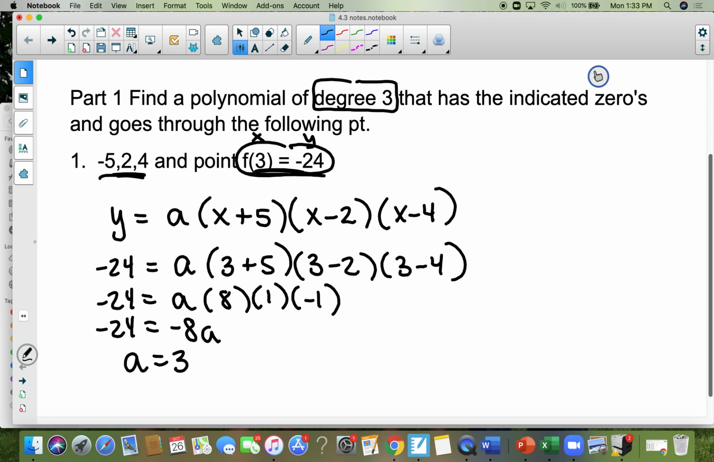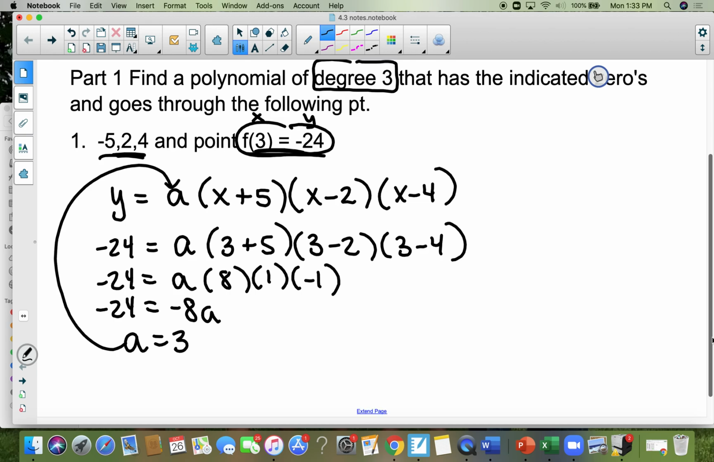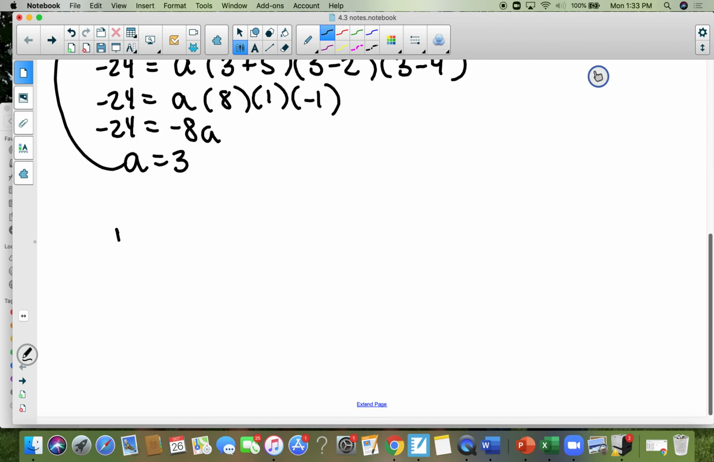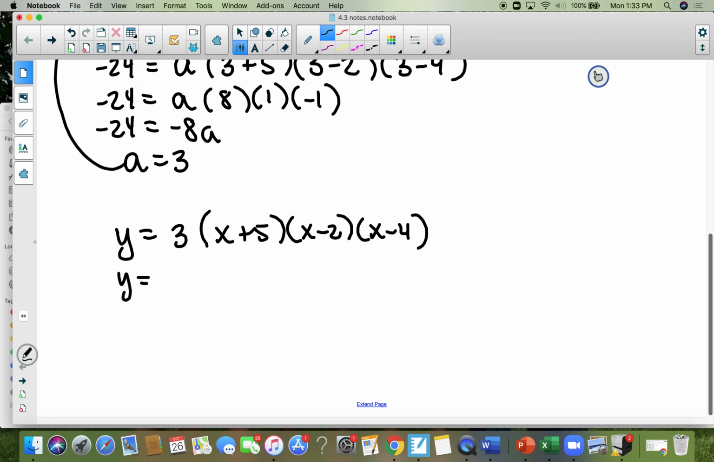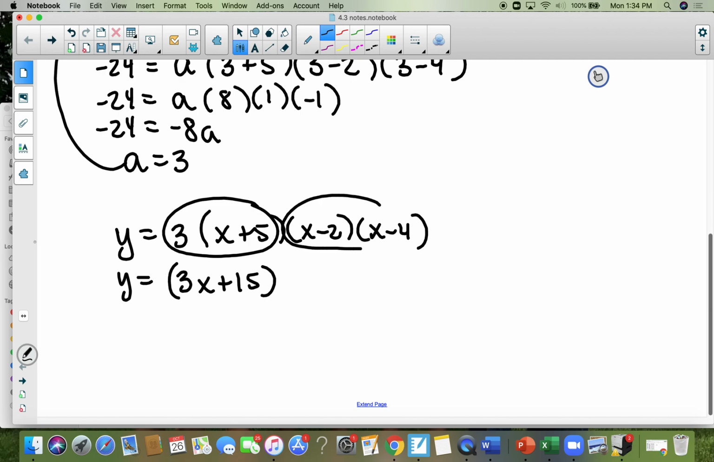Okay, now what you have to do is replace your a with 3 and multiply it all together. So this is what it's going to look like. Y equals 3. And remember that one solution was negative 5. Another one was 2. And another one was 4. Now, I'm going to multiply these two together to get 3x plus 15. And I'm going to multiply these two together to get x squared minus 6x plus 8.